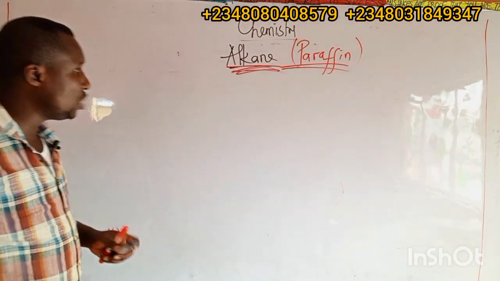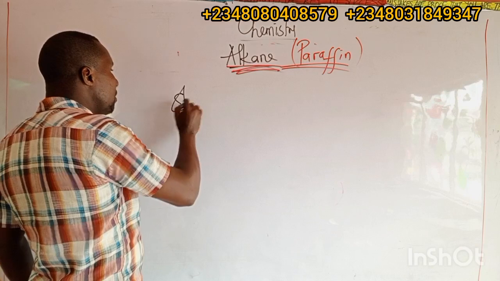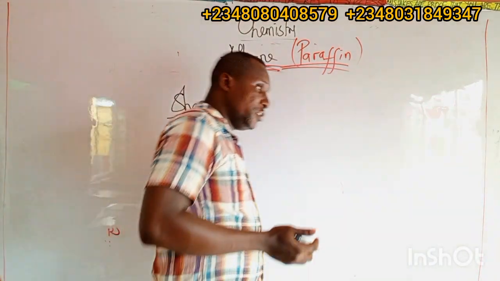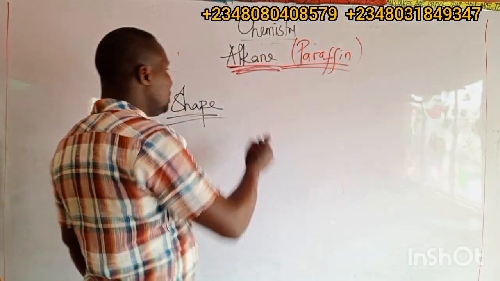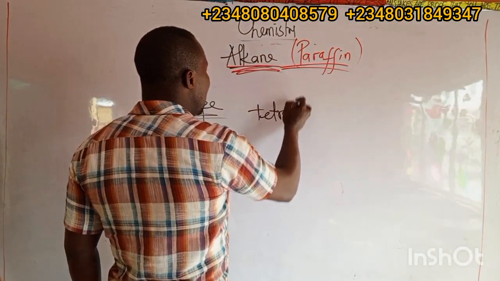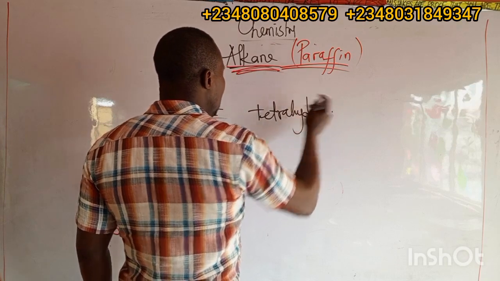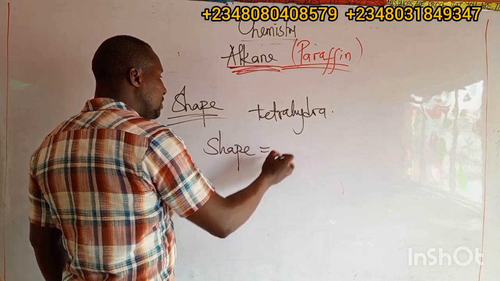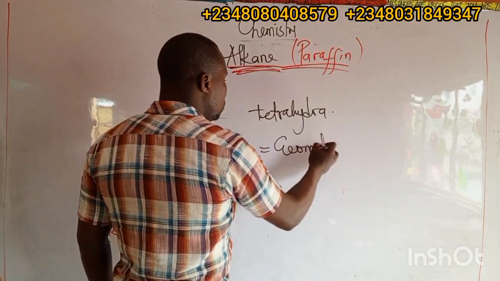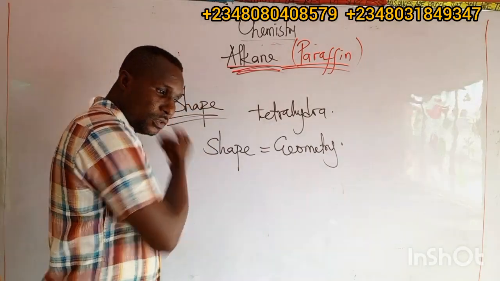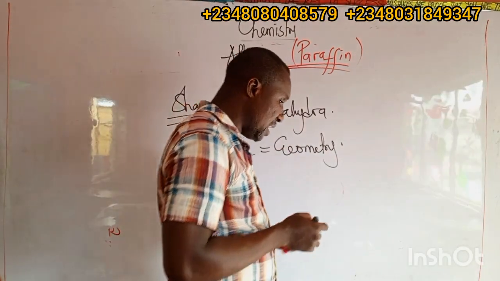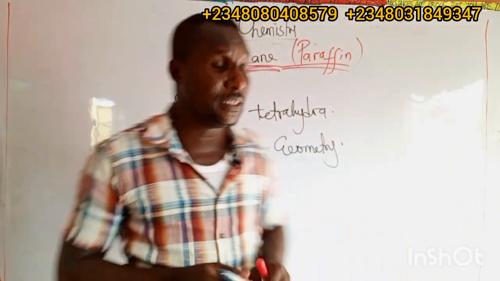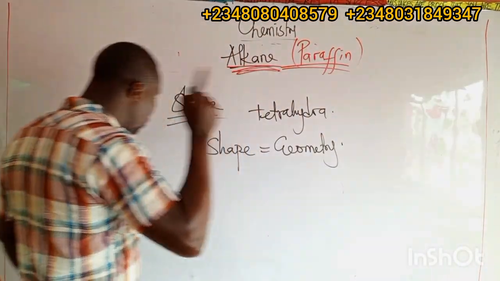Let us look at the shape of methane. That is the shape of alkane, of methane. The shape of methane is tetrahedral. That means the shape of methane is the same thing as the geometry of methane. Take note. The shape of methane, which is tetrahedral, is the same thing as the geometry of methane. Why are they the same? Take note of this.